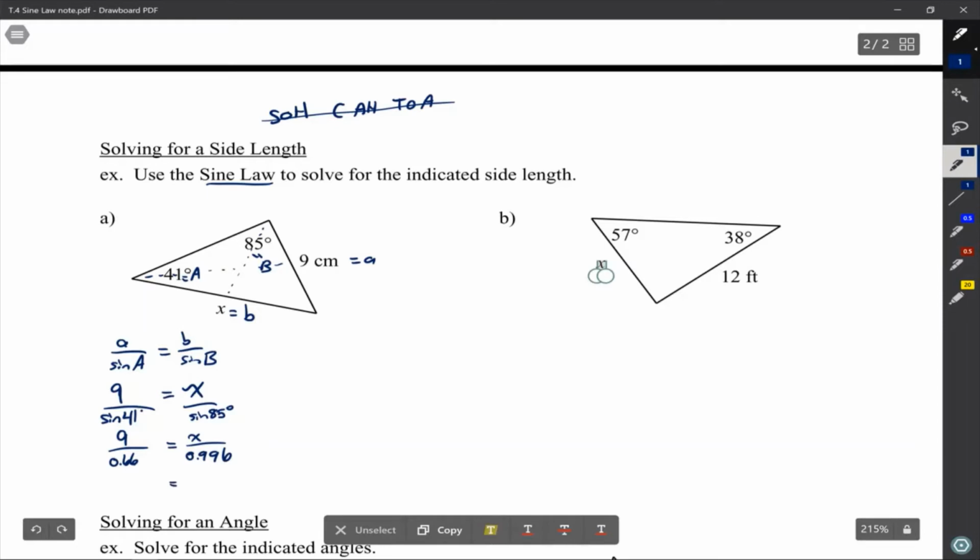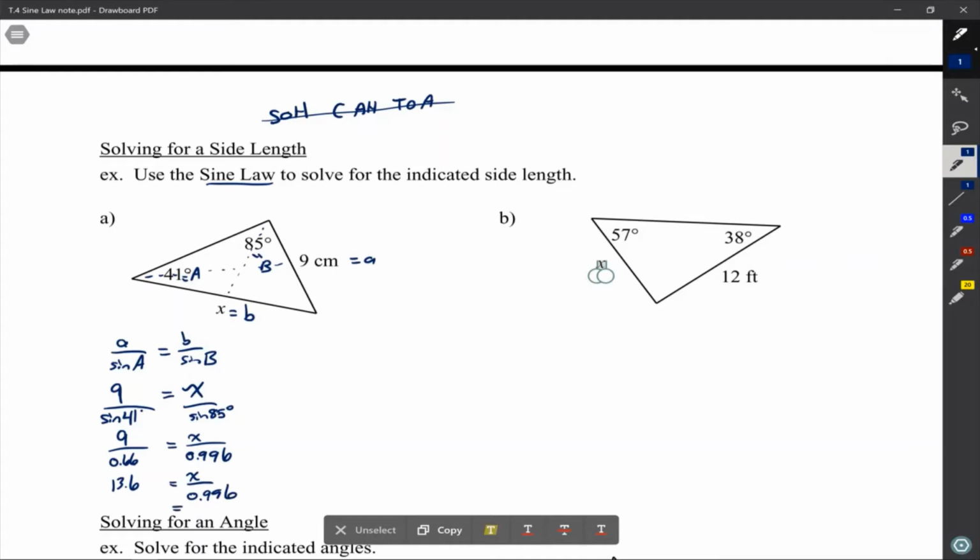And now, again, I can just use my calculator right away here. I have two numbers, one in the numerator, one in the denominator. I can divide those out. So 9 divided by 0.66 equals 13.6. That equals x divided by 0.996.